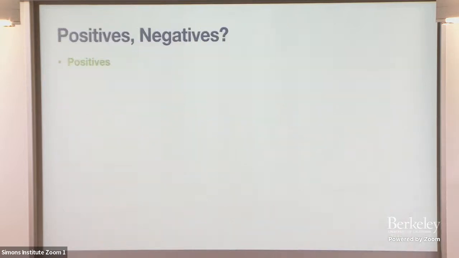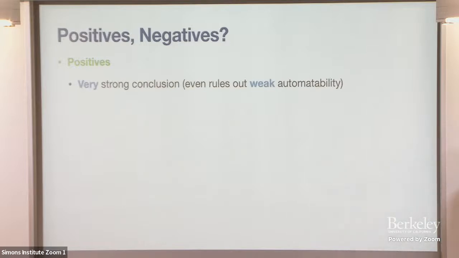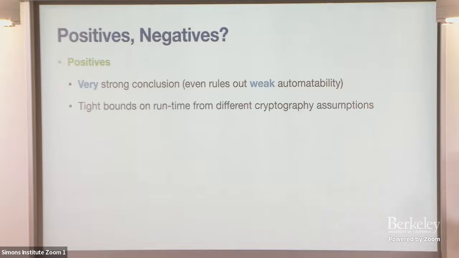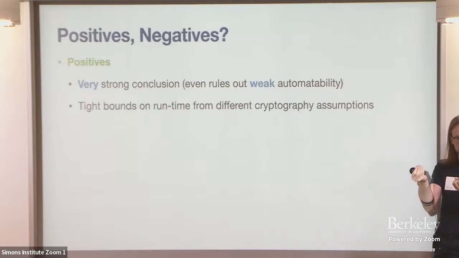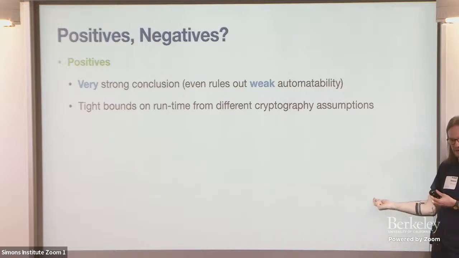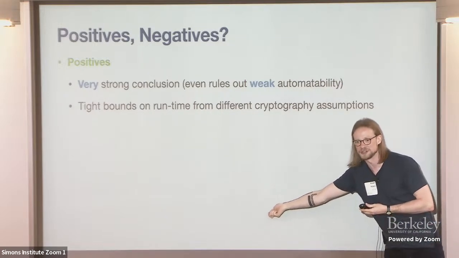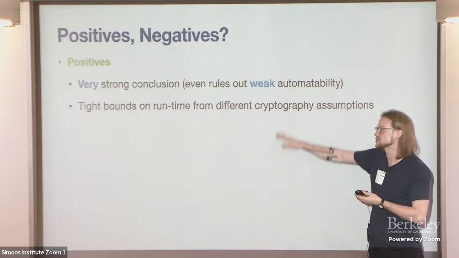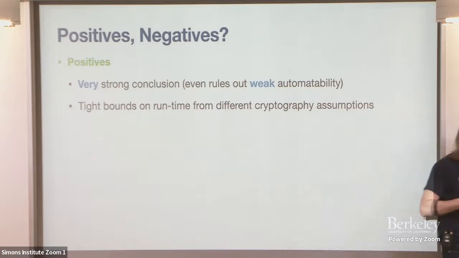So positives, negatives. Well, the good thing about these sort of crypto type arguments is that they have a very, very strong conclusion, right? They even rule out weak automatability. All I need is an algorithm that just outputs a proof that A is unsatisfiable that I can verify, right? And moreover, if you look at the strength of your cryptography assumption, you can even bound the runtime of the algorithm. There's a very tight connection between the automating runtime of the algorithm and the runtime of inverting the permutation, right? The algorithm is so simple, it's very easy to extract even quite tight runtime bounds from these kinds of arguments.